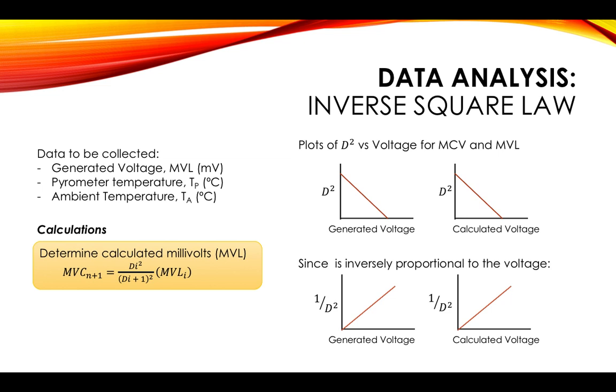Since we're using the square distance, we know that it is inversely proportional to the voltage, so when plotting, we will see a negative trend line. Since it's inversely proportional, we then plot the inverse of the square distance versus the voltages, and then we obtain a positive linear relationship.